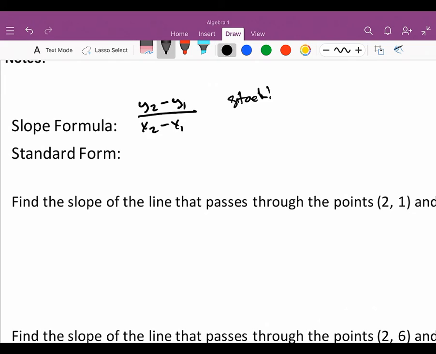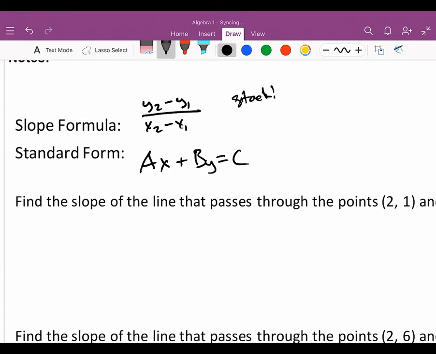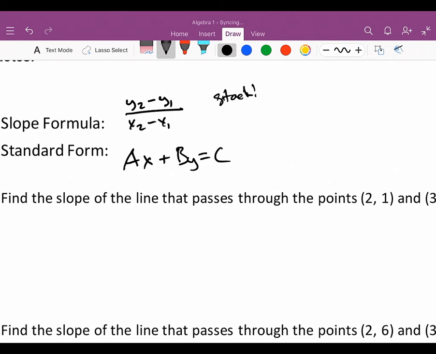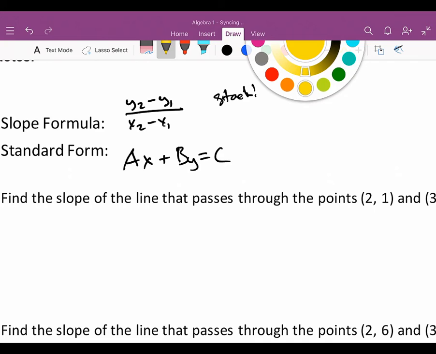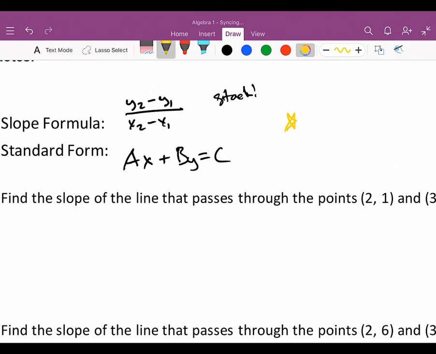Standard form is ax plus by equals c, and we're going to switch these equations to standard form. So the type of linear equations we're going to write are in standard form. Now there are a couple rules about standard form. We talked about it a little bit before, but if you don't remember, the rules are that a cannot be negative. A cannot be negative.